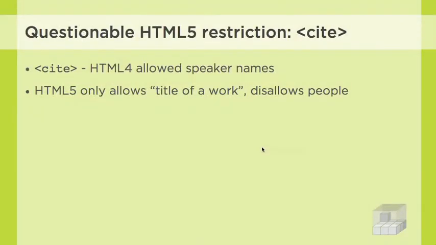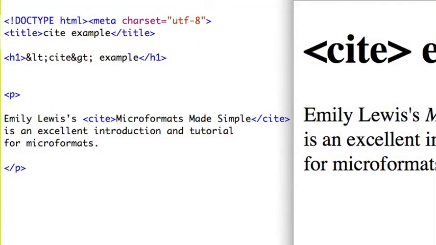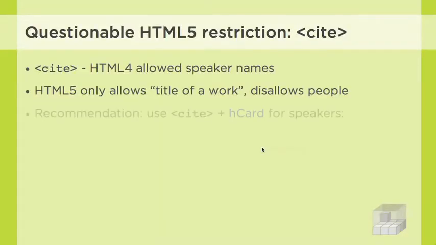HTML5, unfortunately, has constrained the cite element, at least the current HTML5, to only the title of a work. And it explicitly disallowed the use for people that previously was allowed. Well, this is not something that everyone agrees with. And so I'm actually going to give you a recommendation here that works with HTML4 and works with, let's say, the spirit of HTML5, but not necessarily the letter right now, which is to use the cite element for speakers, but to mark them up with the hCard microformat so that you can indicate this is a cite for a person and not a cite for a title or a work.